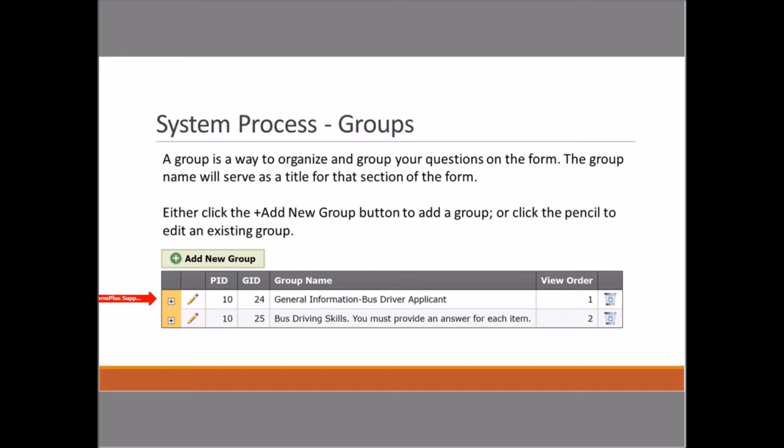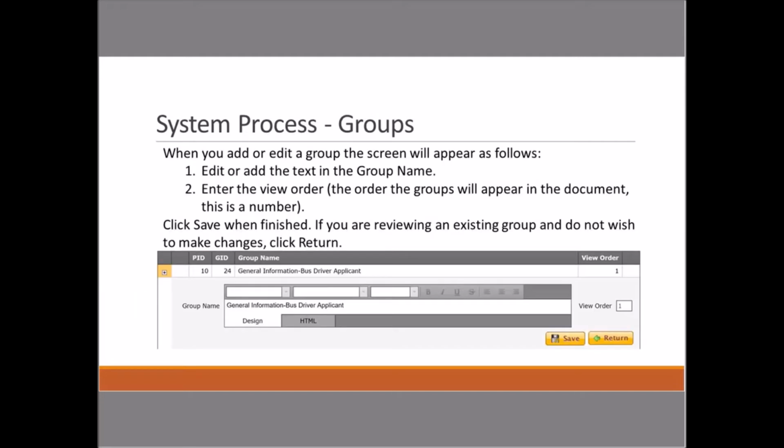So if I wanted to add or modify my group, I would click on either the pencil or the plus sign, and then the next screen is going to open. And it's going to look like this, and this is where you modify the name of that group, and this is where you select the order. Pretty simple, just 2 fields that you manage under this section. And when you're done, of course, press Save or Return if you're choosing not to make changes.